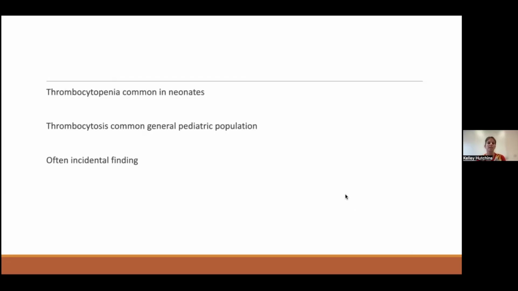All right, so thrombocytopenia, first and foremost, is very common in neonates, and we'll go through this a little bit. 5 to 15% of neonates will have thrombocytopenia at some point. Thrombocytosis is common in general in the pediatric population, also for a plethora of reasons. A lot of times this is going to be an incidental finding, right? You're looking for something else, or you're doing a screening CBC or whatever. So sometimes this is just incidentally found.